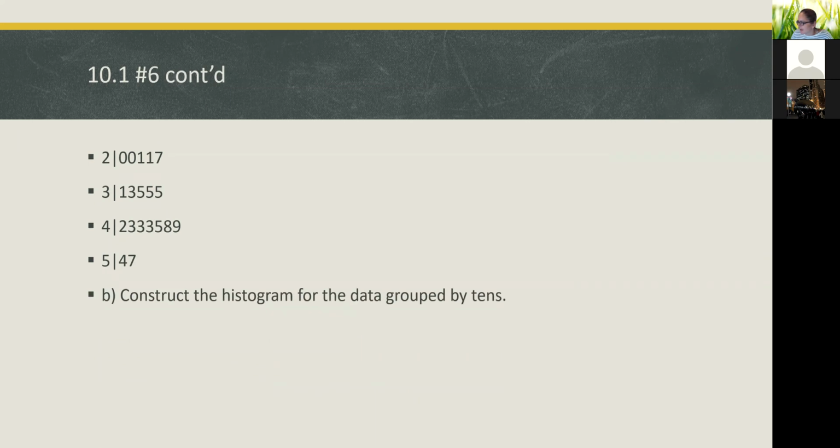Next we're going to be making a histogram. And we'll be grouping the data by tens. So we'll have 20 to 29, 30 to 39, 40 to 49, and 50 to 59. Okay, those are the bins or the classes.